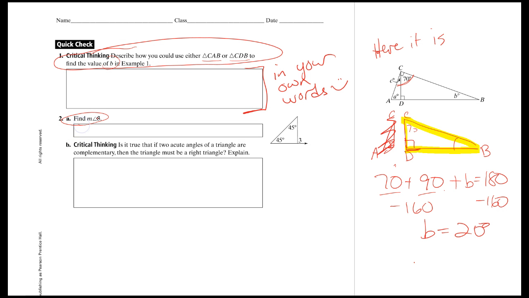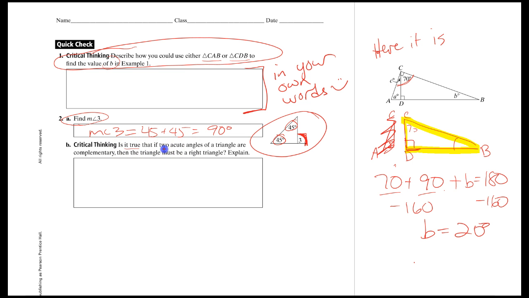Measure of angle 3. Oh, here's the diagram. Hey, the angle that they want is right out here. This is a remote exterior angle, so angle 3 would be the sum of the two remote interiors. So it equals 90 degrees.